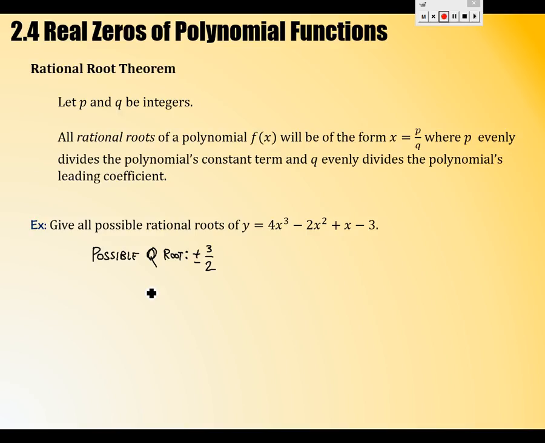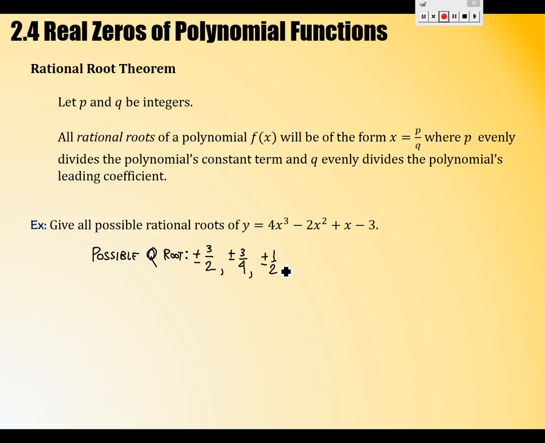Give me another one, Piper. Plus or minus 3/4. Yeah. What else? Plus or minus 1. Plus or minus 1 over 2, because 1 divides into 3 and 2 divides into 4.